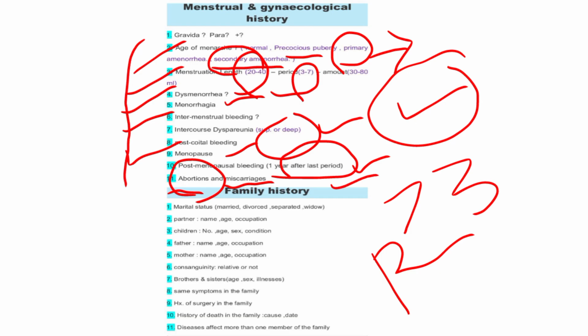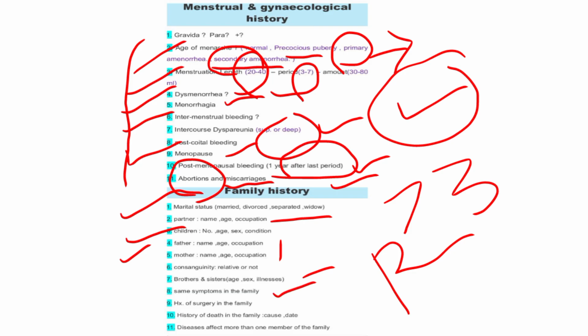Family history, I told you, it's very important. Marital status, you can ask married, divorced, separated, or widow. Partner, his name, age, occupation, children number, age, and their health status. Father name, age, and occupation. Mother also, and brothers and sisters there, if any kind of illness or disease in them.